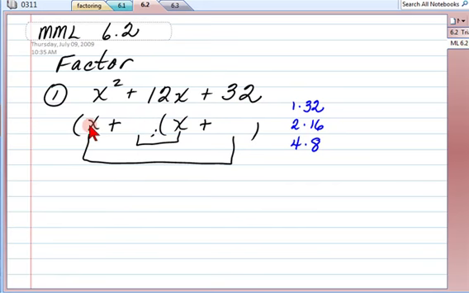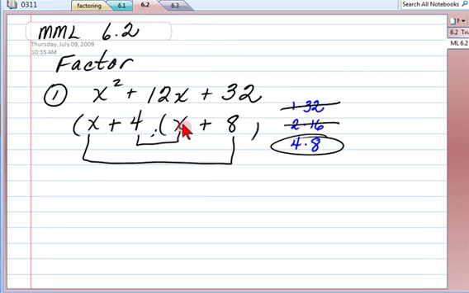Do you agree that since you're just multiplying whatever you put in those spots by 1, it doesn't matter whether you put them in here or you just look at them out here? Is 1 plus 32 equal to 12? No, then that can't be the right choice. Is 2 plus 16 equal to 12? Then it can't be the right choice. Is 4 plus 8 going to equal 12? Then that's your choice. Put in the 4, put in the 8, and check it one last time.